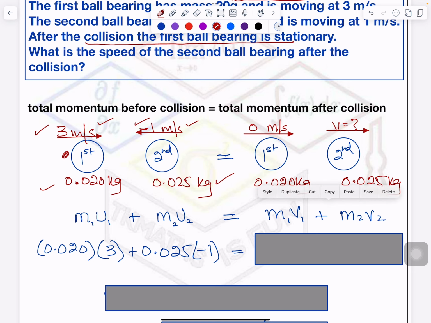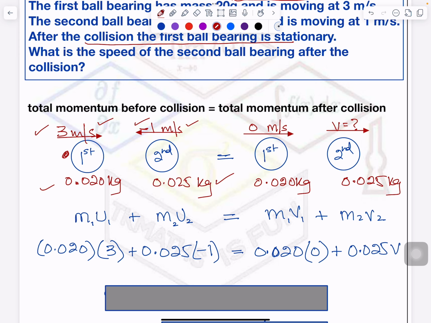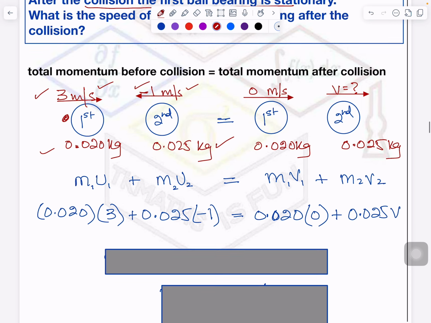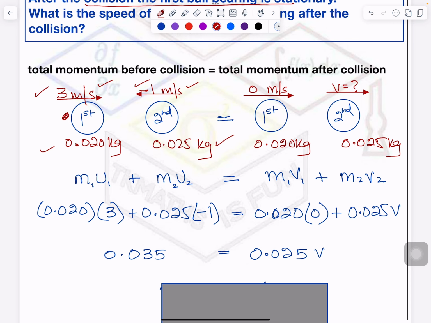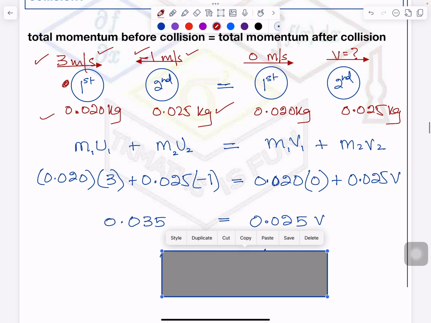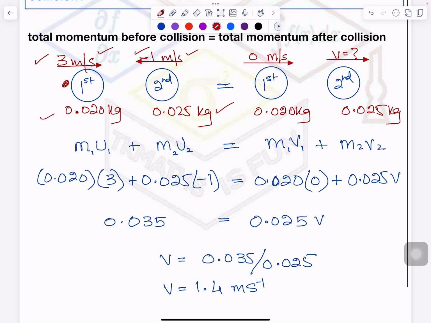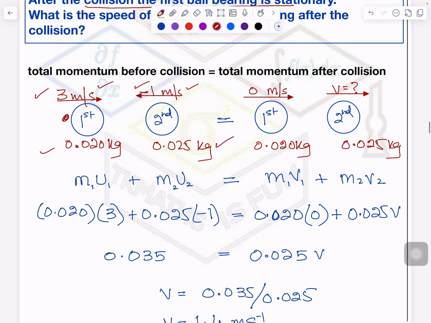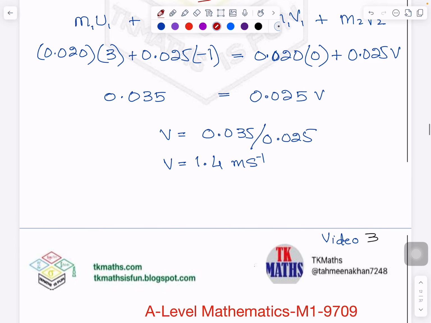Similarly here, you will substitute the values here also. Okay, so now solve it. And what is your V coming? 1.4 meter per second. So it means it is moving to the right hand side direction. It also changes the direction from its initial state.